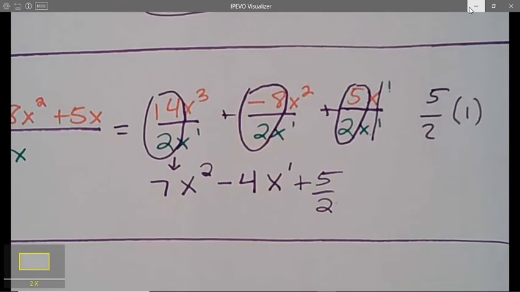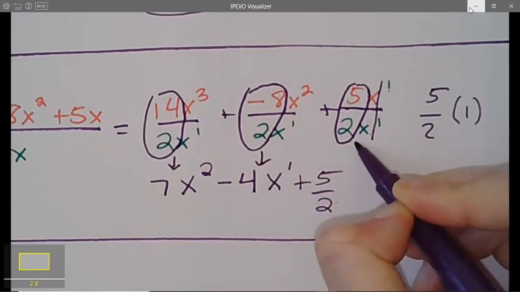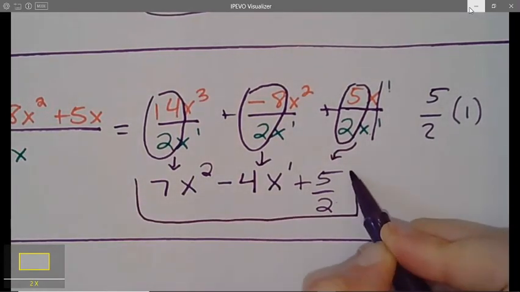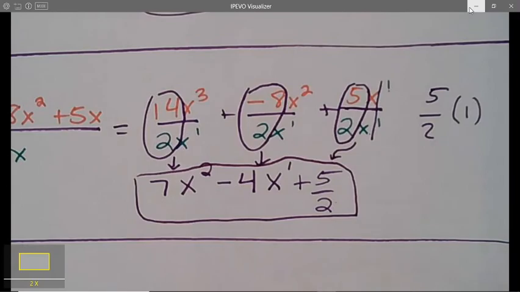Okay, so this is my final answer. That's what each of these turned into. So my final answer is 7x squared minus 4x plus 5 halves. And that's it.